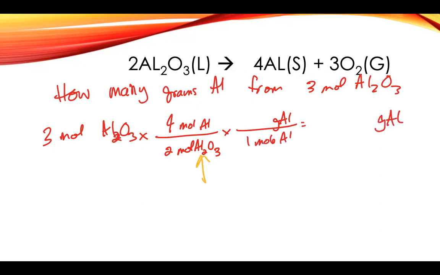Okay, and they want grams of Al. So I've canceled my moles of Al2O3. Now I go to the periodic table and look at the molar mass. I find Al, and I see the mass is 26.982. That's the molar mass of aluminium. So I can cut moles of Al, and look at that, I'm left with grams, which is what they asked me for. So I bring out my calculator. I go 3 times 4 divided by 2 times 26.982, and I get 161.89.